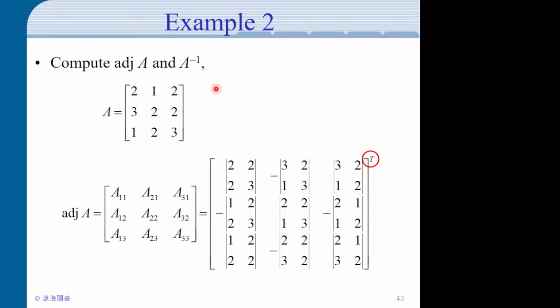So we want to calculate the adjoint of A for this 3 by 3 matrix. We want to calculate all those cofactors, and so we first write down the corresponding cofactors before we do the transpose. The cofactor of this 2 is this 2, 2, 2, 3 determinant, and the cofactor of 1 is this 3, 2, 1, 3 determinant.